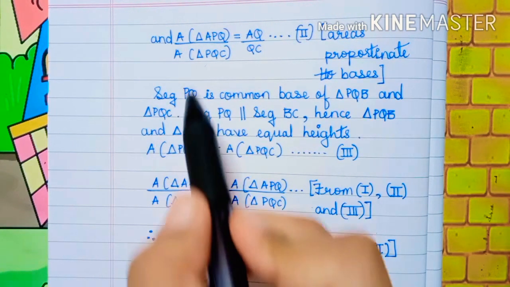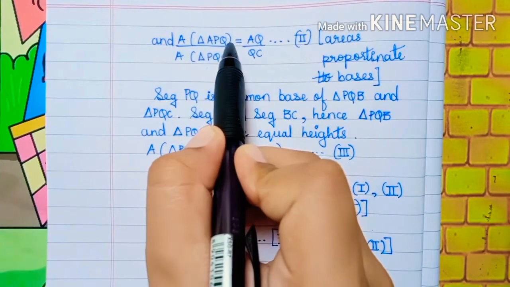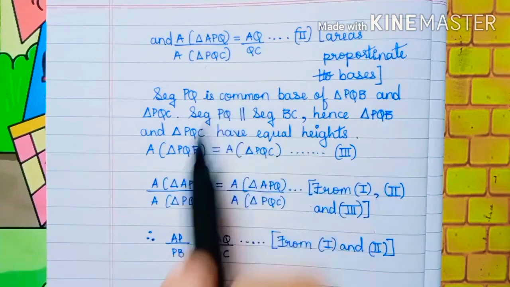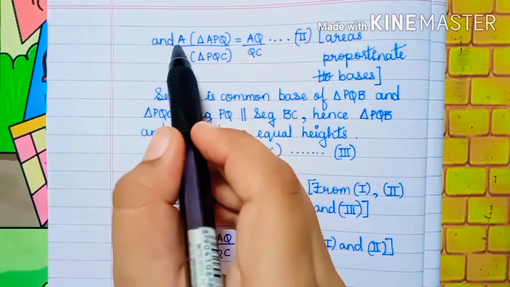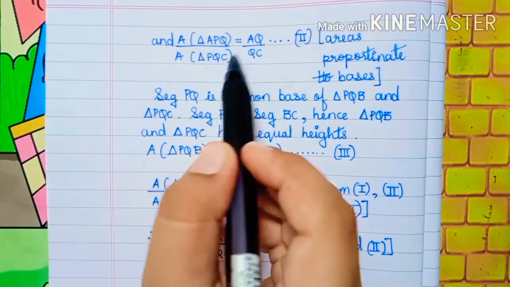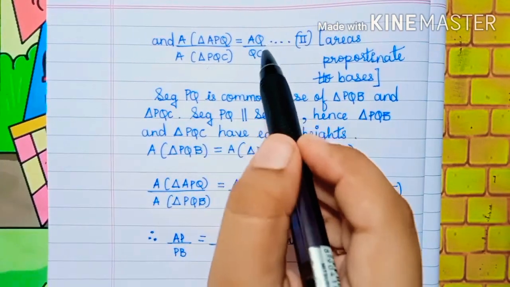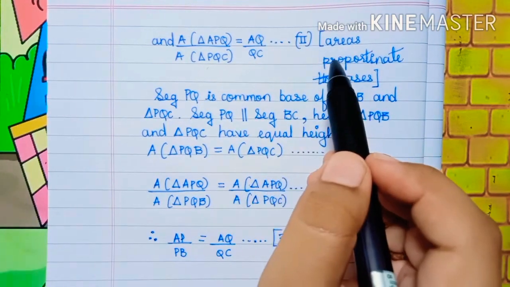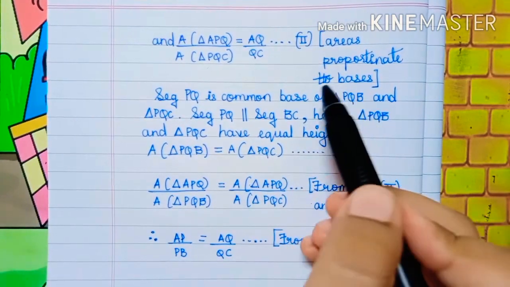Now we have triangle APQ and triangle PQC. Let us see what they tell us. Area of triangle APQ upon area of triangle PQC is equal to AQ upon QC. This is the second step. Areas proportionate to bases is the reason.